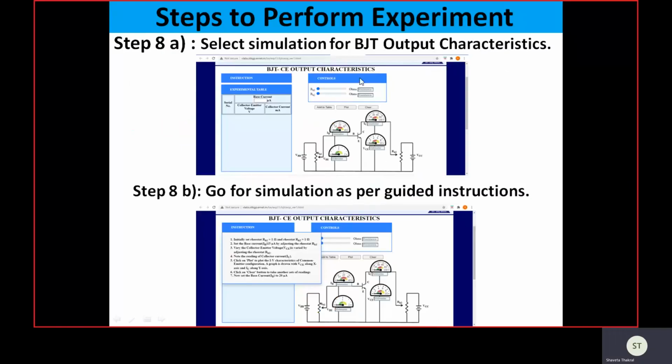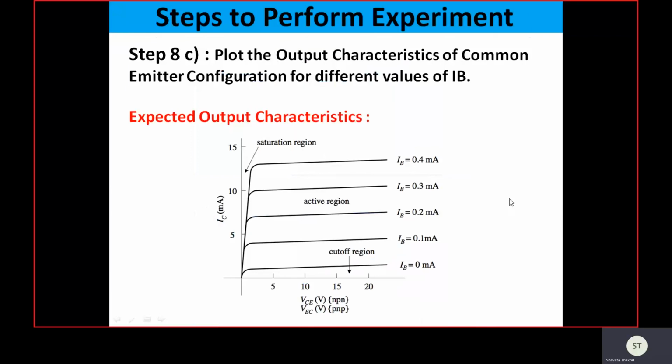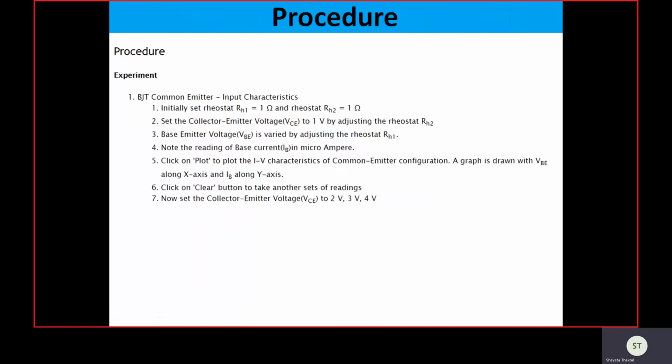And when we go for the simulation of BJT output characteristics, then this will be the experimental setup that will appear on screen, and then we can go for the simulation as per the guided instructions mentioned here. Finally we will plot the output characteristics of the common emitter configuration for different values of IB, and this is the expected output characteristics curve that we have discussed in the theory. So here is the procedure, and we need to follow this procedure to perform the experiment. Now it's time to move on to the website and perform the experiment step by step.